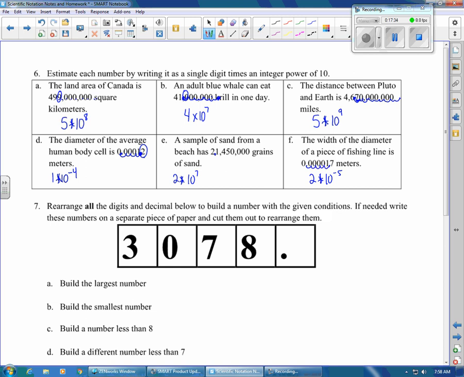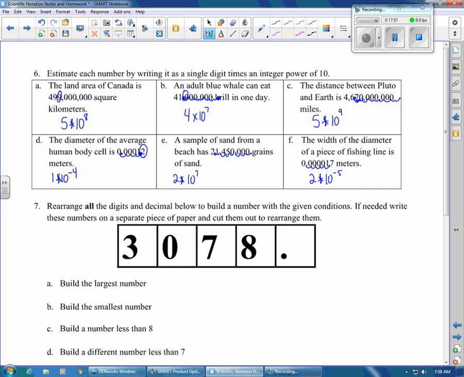Okay, for E, I said it was going to be 2 times 10 to the 7th power. If my decimal's here and I want it to be between the 1 and the 2, I'm going to be moving it 1, 2, 3, 4, 5, 6, 7 decimal places. So that's going to be 2 times 10 to the 7th power.